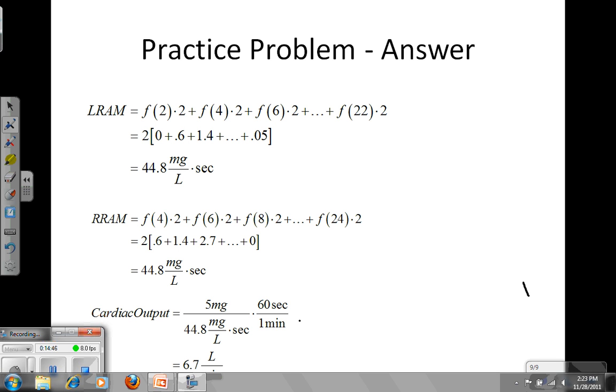Cardiac output, that's the same thing. You're just going to follow along like what we did on the previous example. And you set up your fraction, make sure you end up with liters per minute.